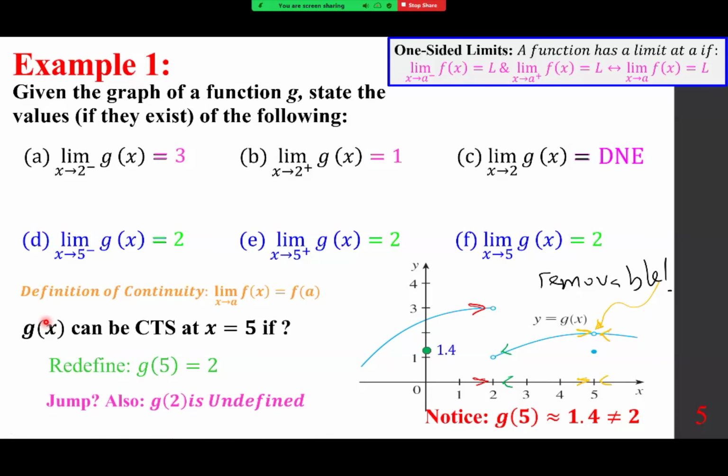However, when we look at g of 2, besides the fact that it's not defined, there is no way to fix this discontinuity because there is a jump. This we can fix, this we cannot.